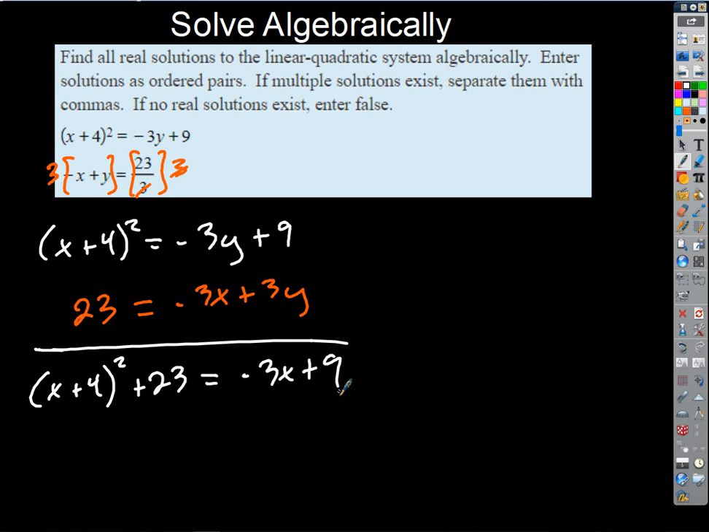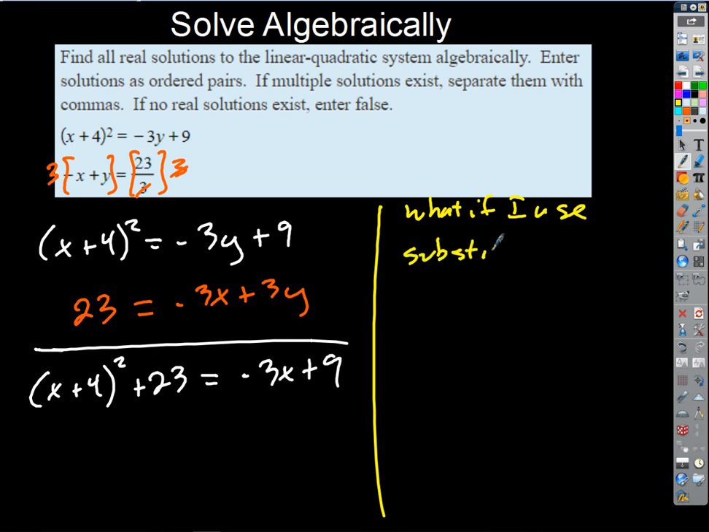Now what if we wanted to use substitution? Which is fine. Maybe there's a situation where it would have been easier for us to use substitution after multiplying through by 3 on the bottom. What could be my substitution variable? So if I'm going to use substitution instead, okay, what variable could I solve for? Could solve for y. Could solve for x.